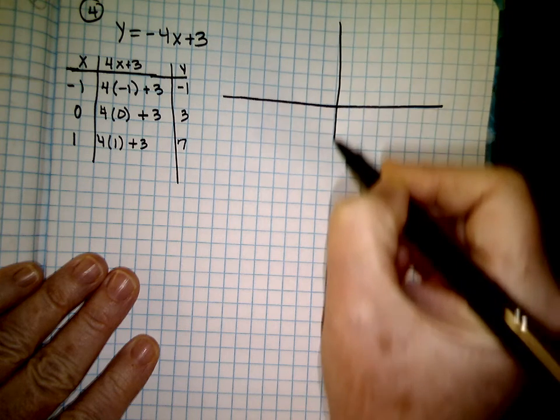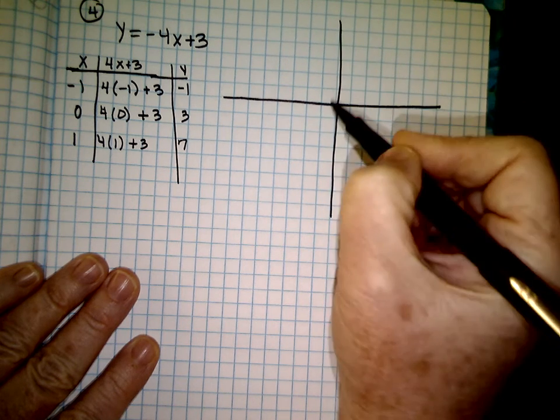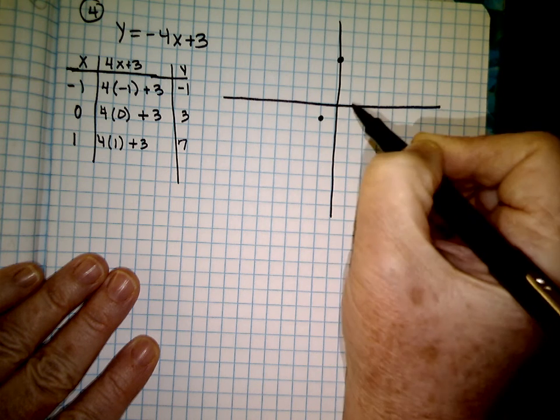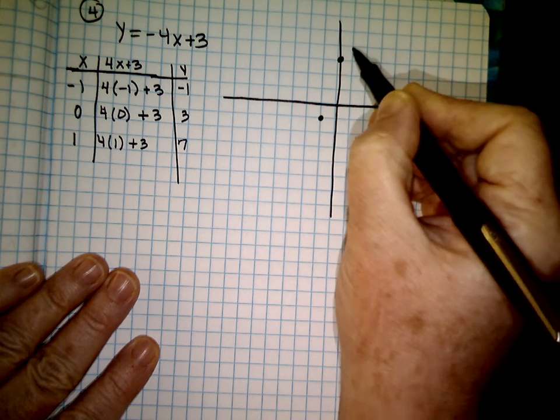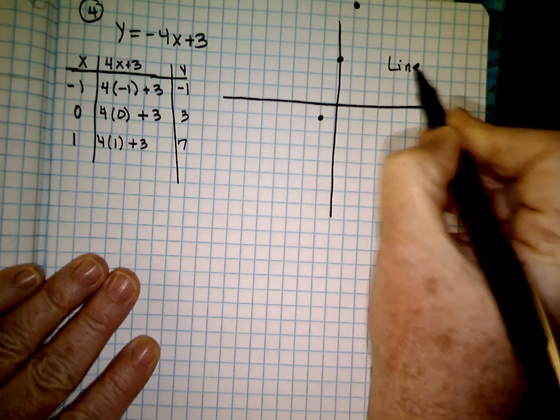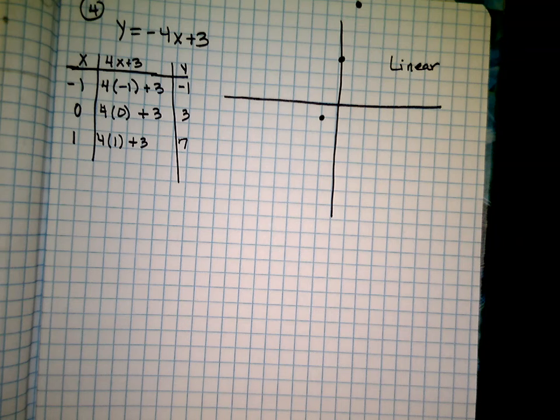All right, here we go. I don't know if I left enough room or not. Negative 1, 0, 3, 1, 7. Oh, barely. I don't know if it'll ask you if it's linear or not, but it is.